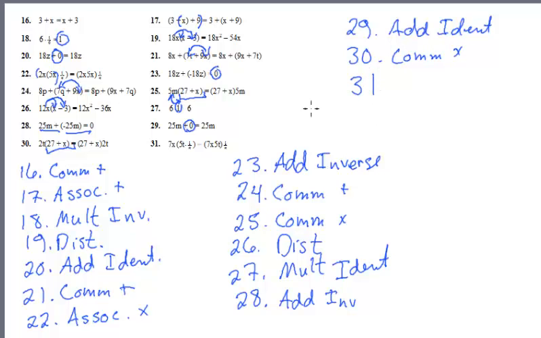Number 31. 7x times 5t times 1 over n equals 7x times 5t times 1 over n. All that's happened is the parentheses have moved to include the 7x and 5t instead of the 1 over n. That is the associative property of multiplication.